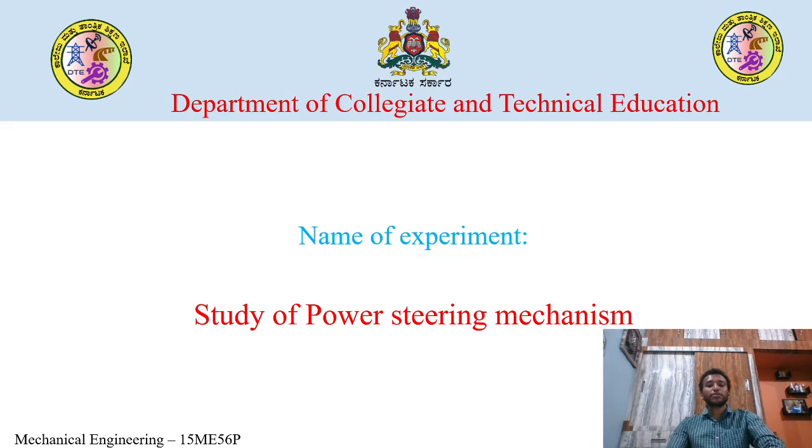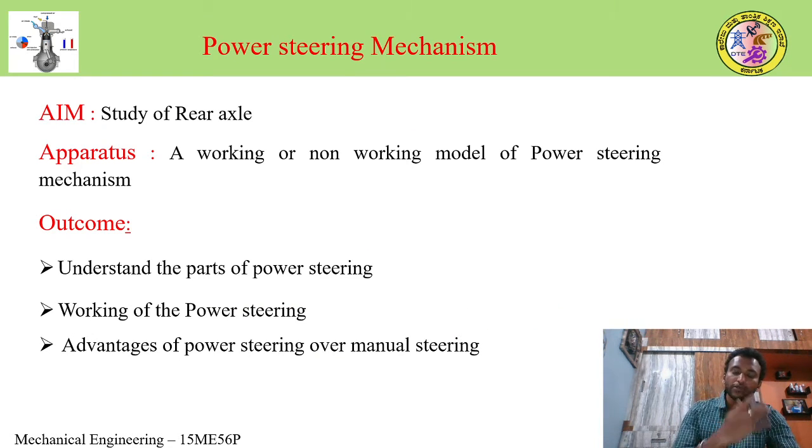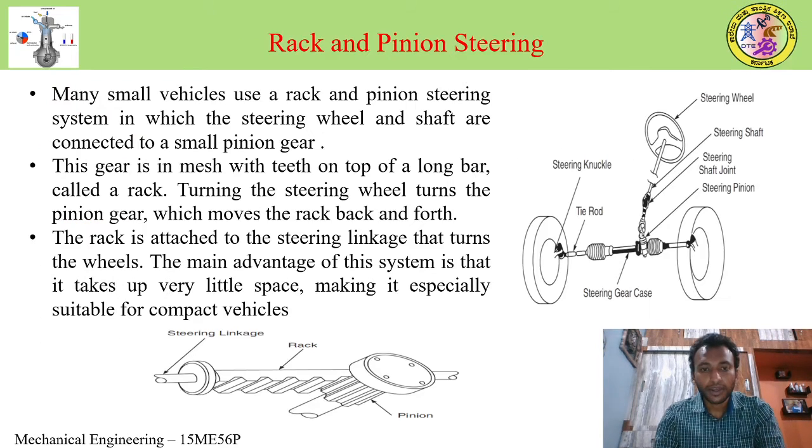Next experiment is the study of a power steering mechanism. So we are going to study the steering mechanism. Aim of this is to study the power steering. Apparatus required is a working or non-working model of a power steering mechanism. So the outcome of this is to understand the parts of power steering: what parts come in power steering, how power steering works, and the difference between power steering and manual steering. Which is better, manual steering or power steering? What are the advantages of power steering over manual steering?